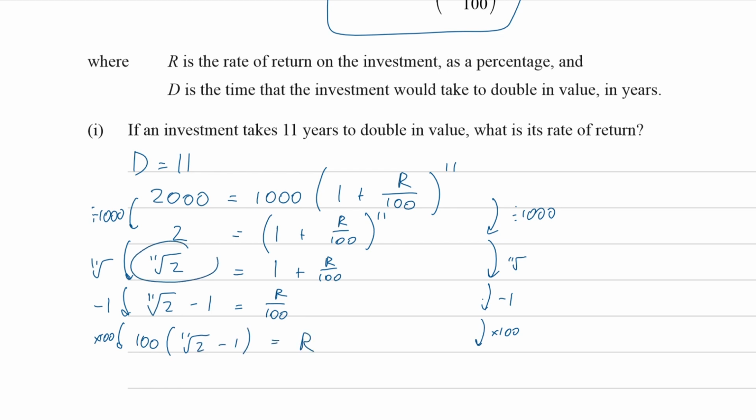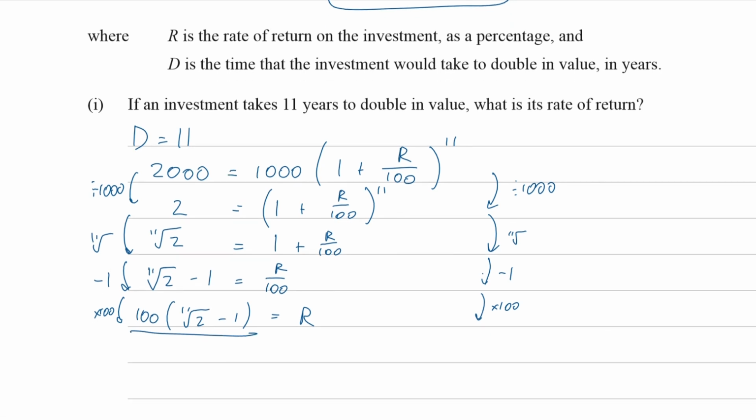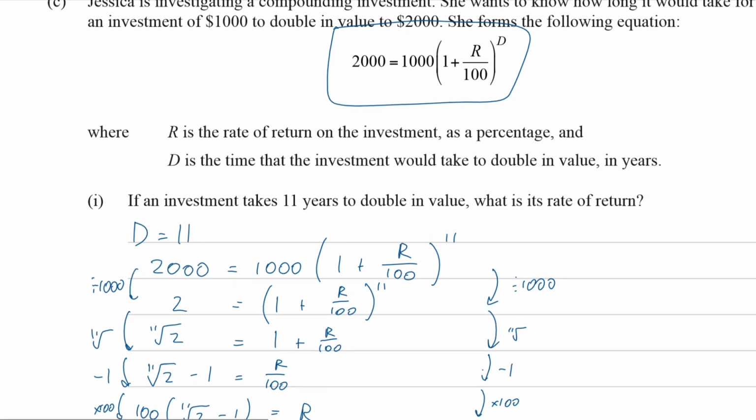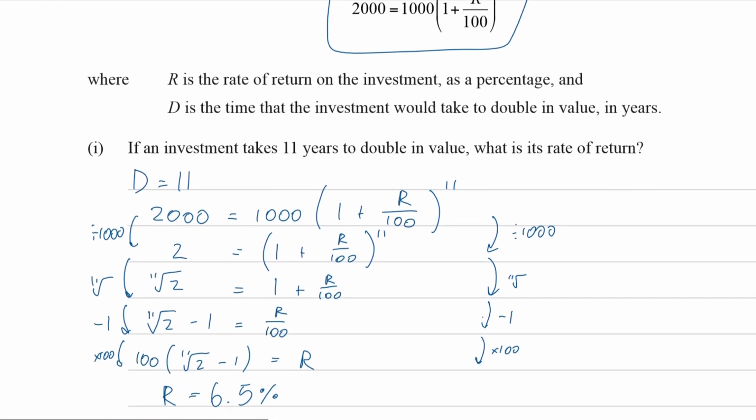At this stage, the 11th root of 2, I don't know that in my head. I would have just put that in my calculator. Again, you could get down to here and then just put that whole thing in your calculator. And we're left with R should equal 6.5%. Okay, so the rate of return is 6.5% for the value to double from 1,000 to 2,000.